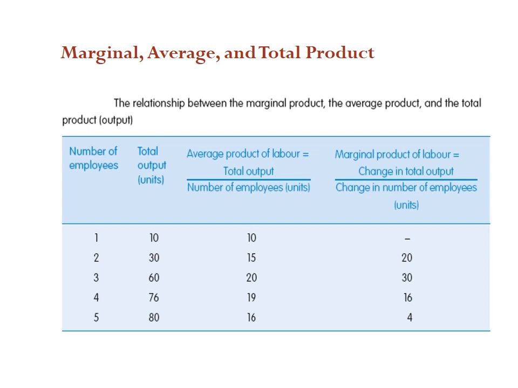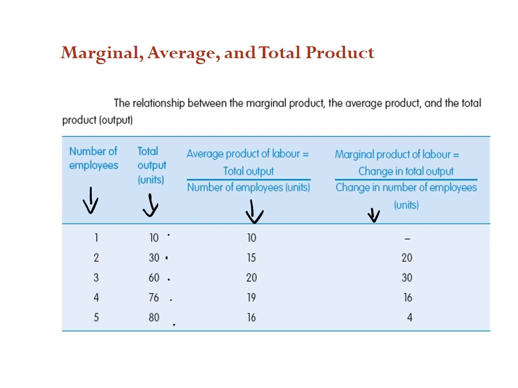So here's an example. We're talking about our marginal product, average product, and total product. Here we have the number of employees, total output in units, average product of labor, and our marginal product of labor. So what do we have here? Total output is in the second column.